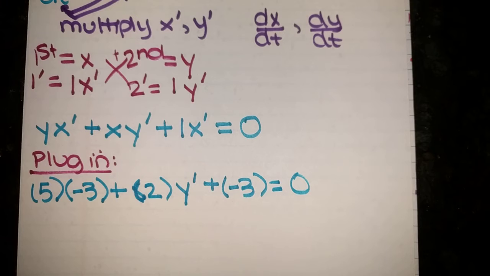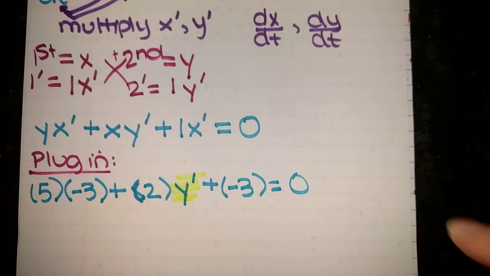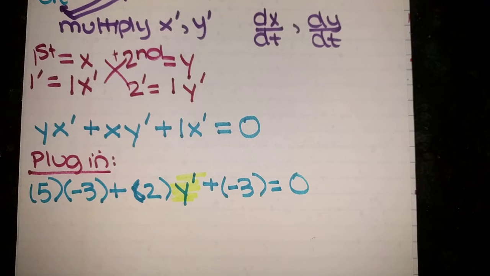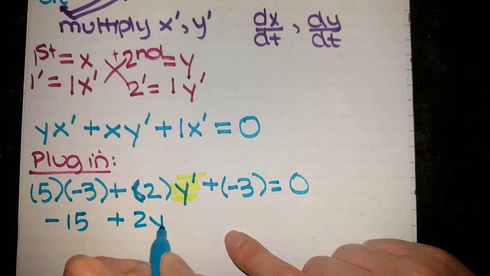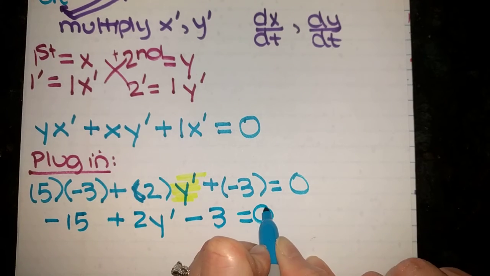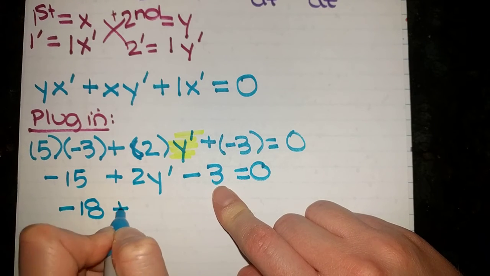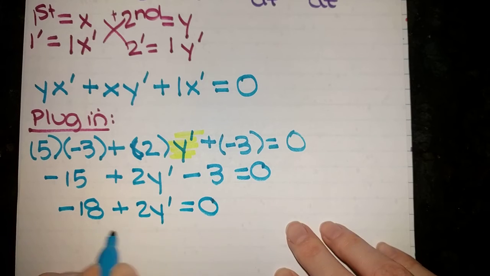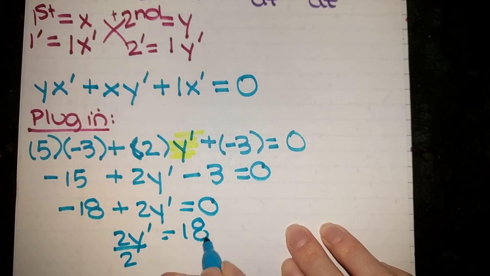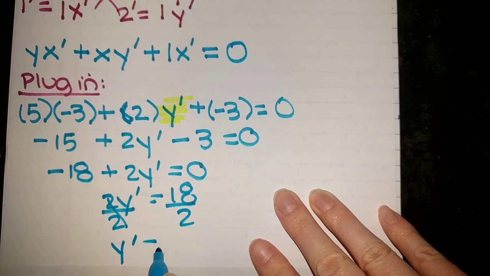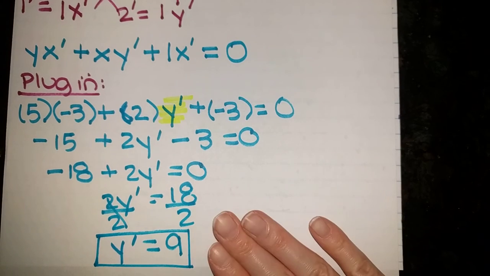The great news about this is that when you look at this equation, you have one unknown and one equation, so you can solve very nicely for this. What you would have here is -15 plus 2y prime minus 3 is equal to 0. Combining the -15 and the -3, you get -18 plus 2y prime is equal to 0, and this is just solving for y prime. So add 18 to both sides, divide by 2, and we get y prime is equal to 9. So that is solving for y prime, and that would be our final answer.